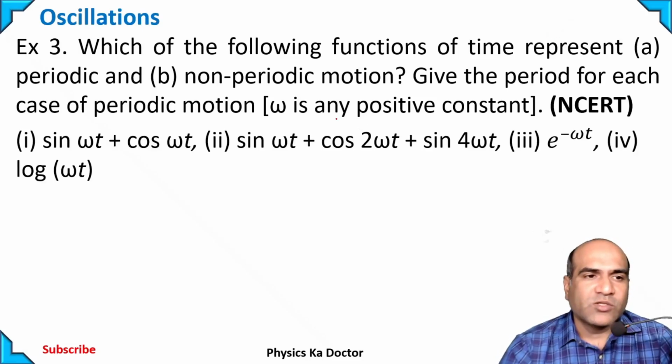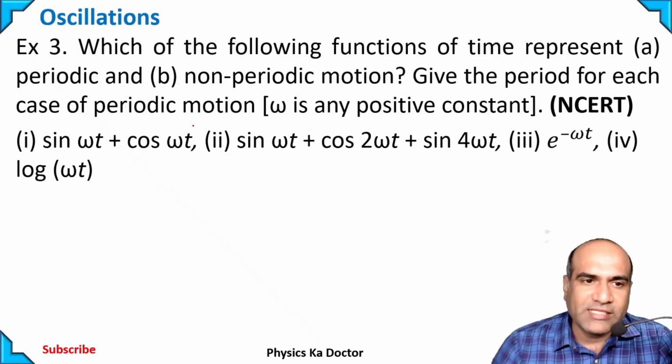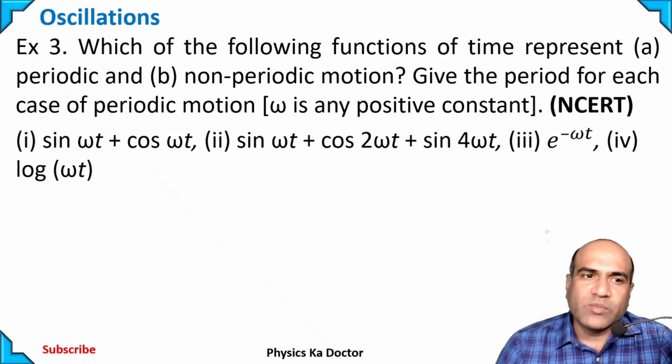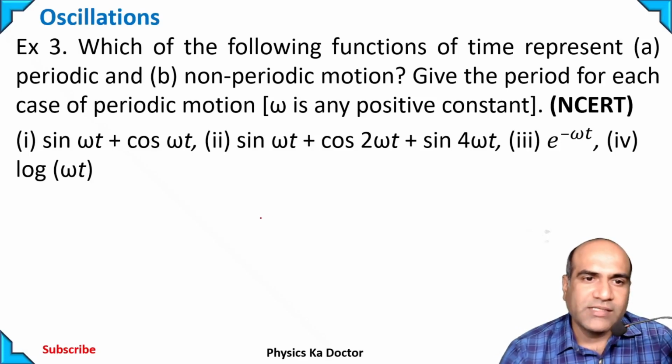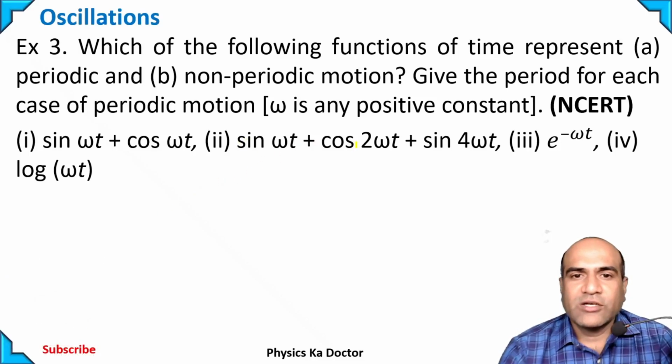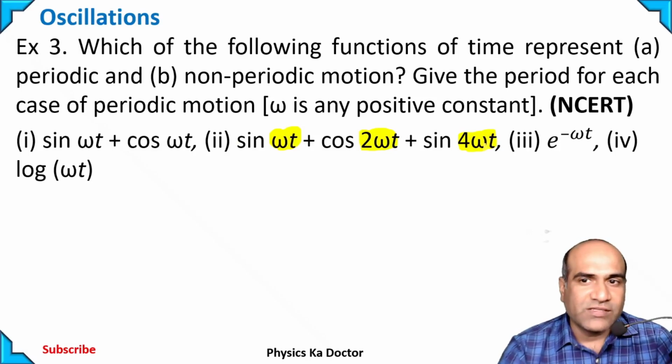Fine. So first equation is sine omega t plus cos omega t. If you see the last example, we had a similar example, sine omega t plus cos omega t was there. Second is sine omega t plus cos 2 omega t. See, there is an angle difference here. Third, plus sine 4 omega t. So there is an angle difference, right? Then e power minus omega t, and fourth one is log omega t.